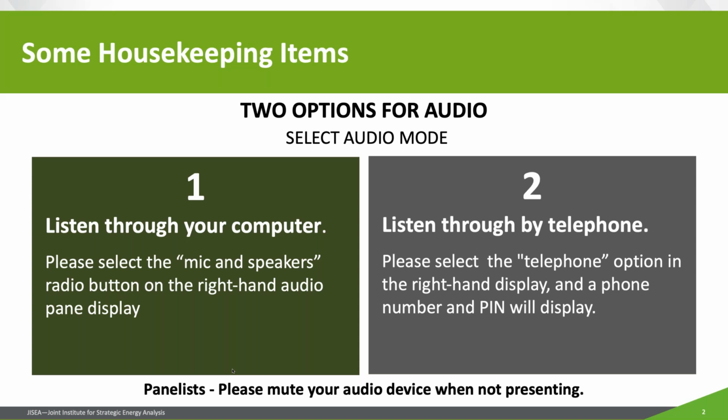Just a couple of things I want to go over regarding the webinar functions. As far as audio is concerned, you have a couple of options. You may listen through your computer or over your telephone. If you choose to listen through your computer, please select the mic and speakers option in the audio box. If you want to dial in by phone, you just need to select the telephone option, and a box on the right side of your screen will display the telephone number and also an audio pin. A gentle reminder to our panelists: while you're not presenting, please mute yourselves, as that will help eliminate background noise.